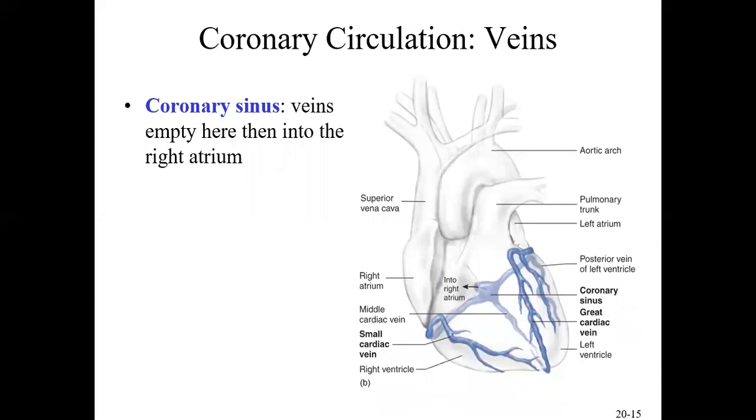Then you also have coronary veins, and remember, they all will eventually go into the coronary sinus region. We mentioned that already because that's where all of the veins empty the deoxygenated blood from the heart, and that goes into the right atrium.